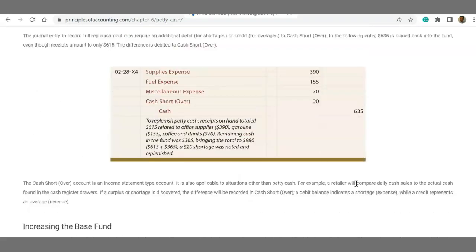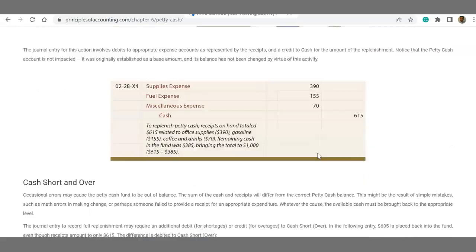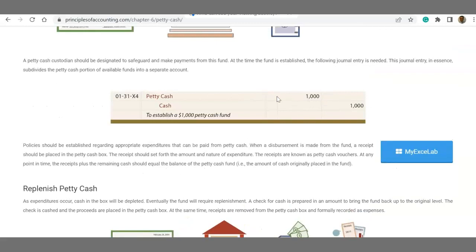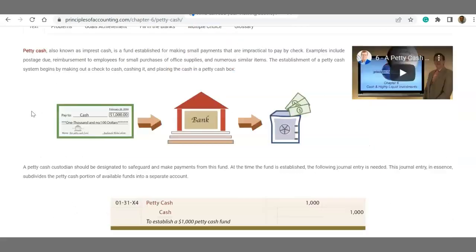In case in future you realize this $1,000 idea is not good and you need, let's say, $1,500, then you write a check, again, just like this. You write a $500 check, let's say 3 years later, and then you do such a journal entry again for $500, and you increase the base of your petty cash from $1,000 to $1,500.